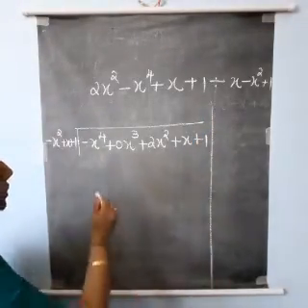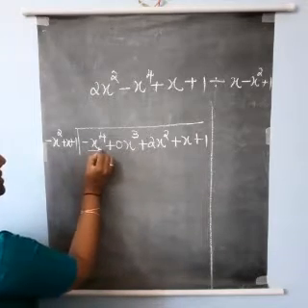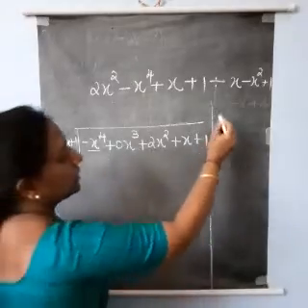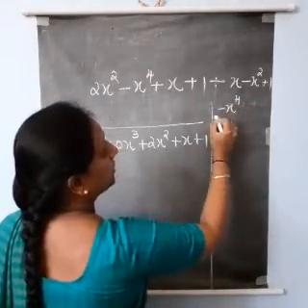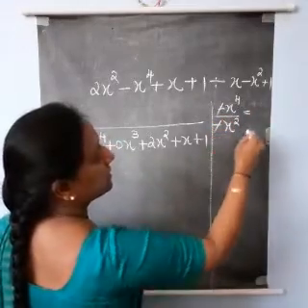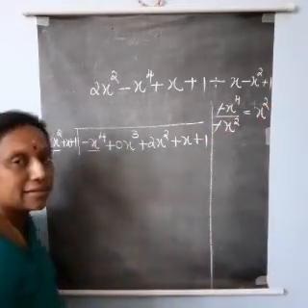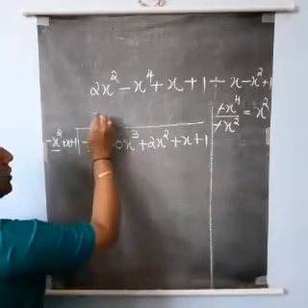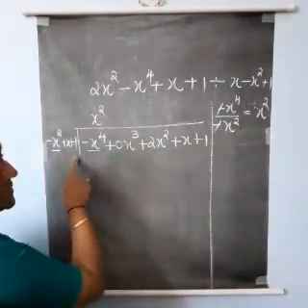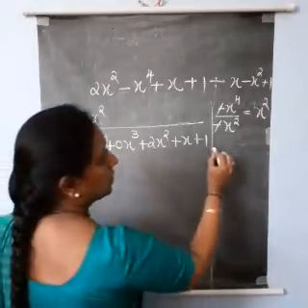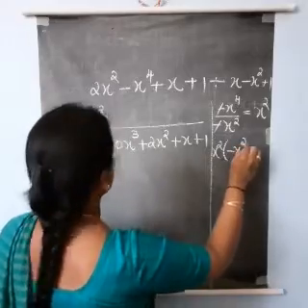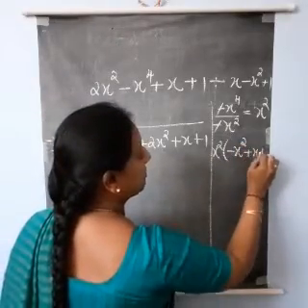Okay. So first you will underline the first term and the first term here and divide. When you get minus x power 4 divided by minus x squared, what will I get? X squared will be my answer. So you keep x squared on top. Then multiply x squared by the entire polynomial here. So what will happen? X squared into minus x squared plus x plus 1.